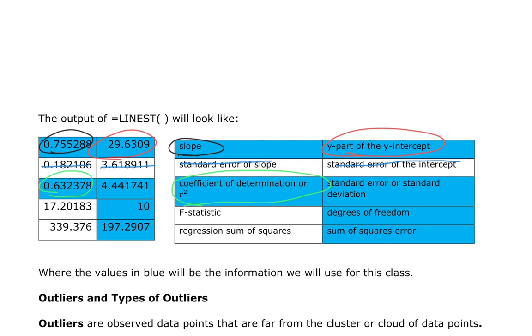The next thing I'm going to look at is the standard deviation or standard error. That's this number. This F statistic, I don't worry about that. I don't worry about the regression sum of squares either. But this gives me my degrees of freedom, which is here. And then lastly, my sum of square errors, which is here. So all the things that are in the blue highlighted are the things that you will need for this class. The other numbers that are given to us, we don't need for this class.